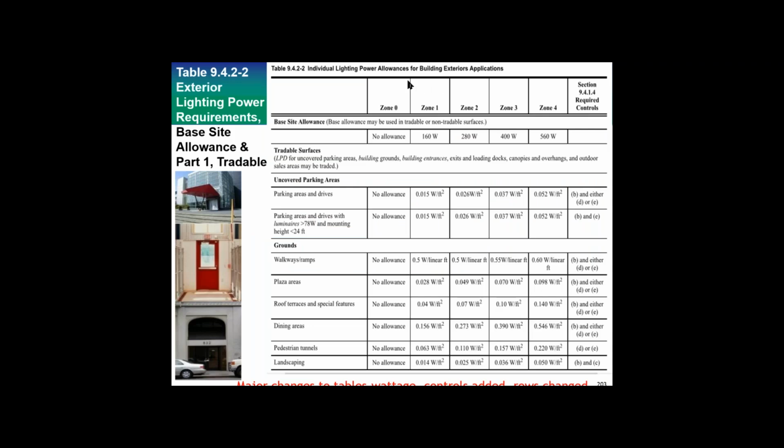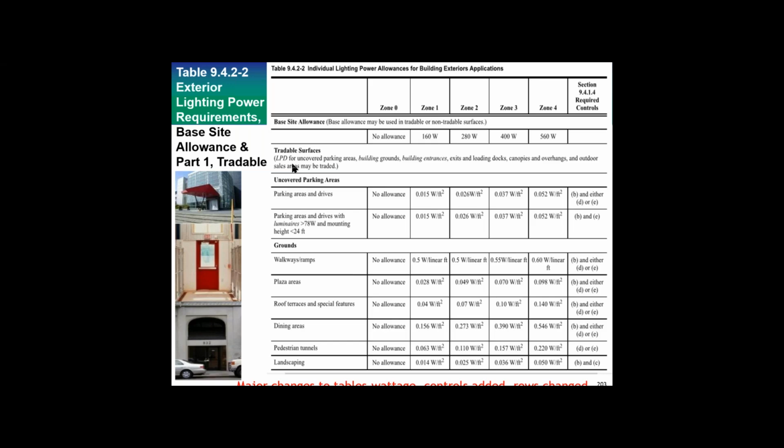So here are those lighting zones. We have those 4 tables. This column was added in 2022. This is a column that tells you what controls are required for each one of these places. All right, so this first page is called the tradable surfaces.